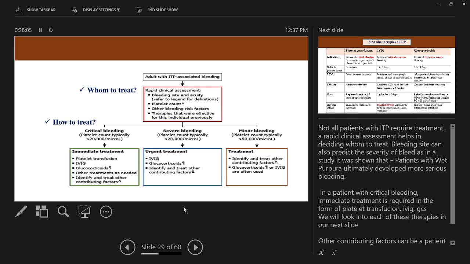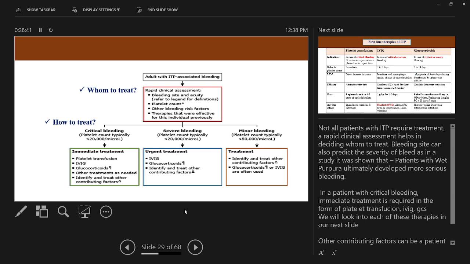There is a study which showed that wet purpura and hematuria were the two important things that patients initially presented with, and later on progressed to develop more serious bleeding. So these two are very important markers. Then the platelet count. A marked decrease in platelet counts, as I have shown you, less than 10,000 or 20,000, puts these patients at very high risk of bleeding. Other bleeding risk factors and therapies that were effective for this individual previously matter, as these patients are more likely to respond to those therapies first. How to treat is answered by the severity of the bleeding.